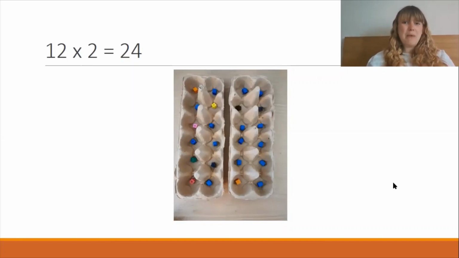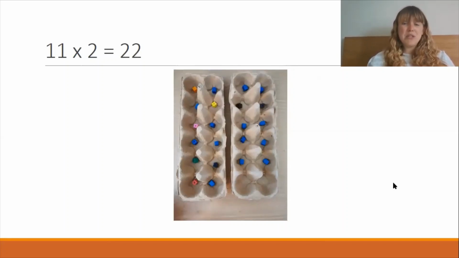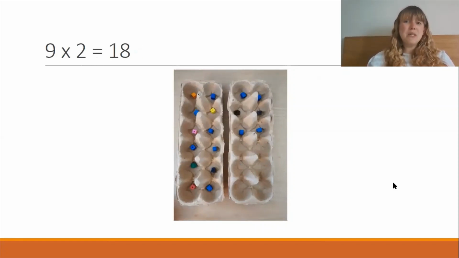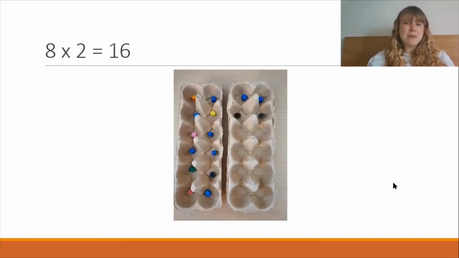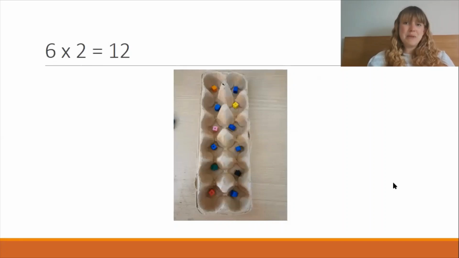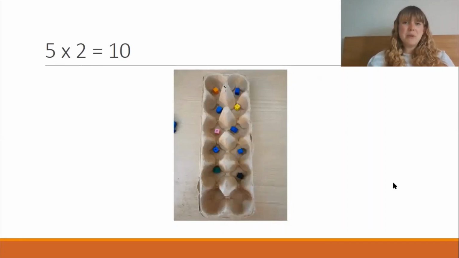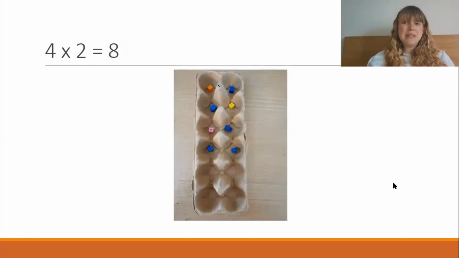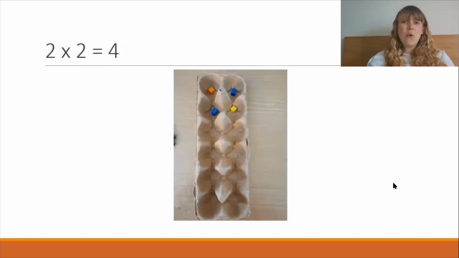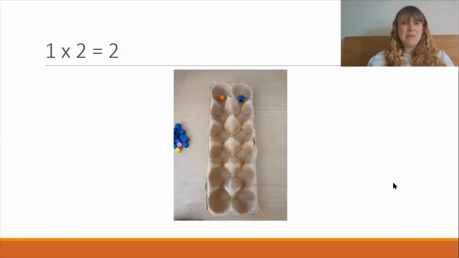Do you think you could do it backwards? Let's give it a go. 3, 2, 1. 12 times 2 is 24. 11 times 2 is 22. 10 times 2 is 20. 9 times 2 is 18. 8 times 2 is 16. 7 times 2 is 14. 6 times 2 is 12. 5 times 2 is 10. 4 times 2 is 8. 3 times 2 is 6. 2 times 2 is 4. 1 times 2 is 2.